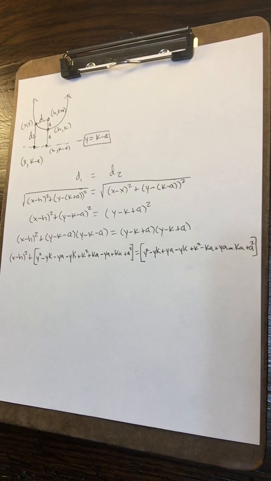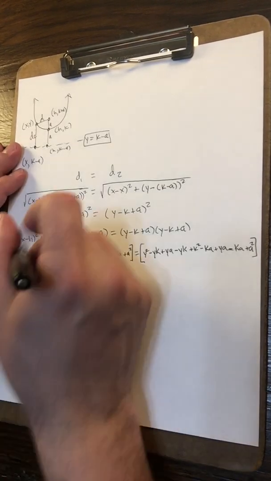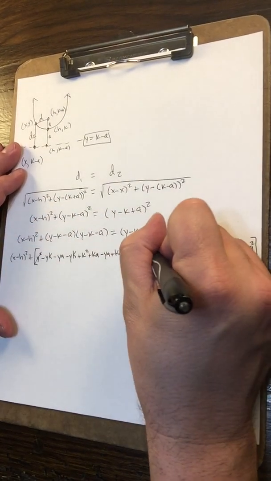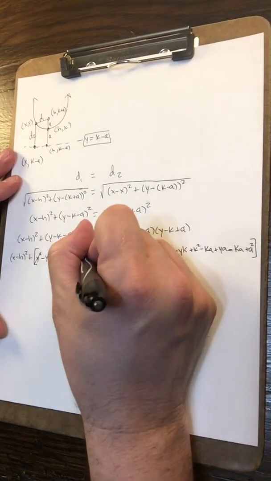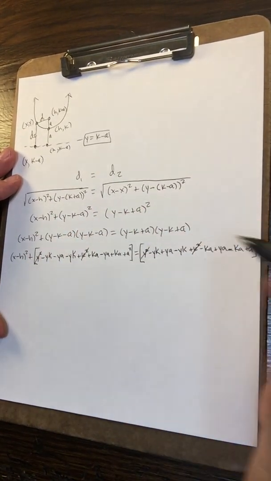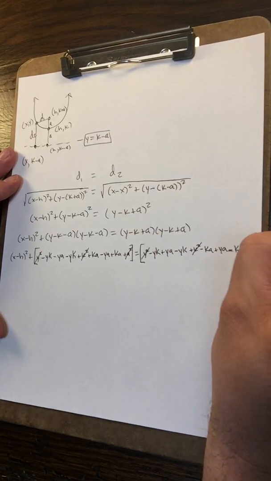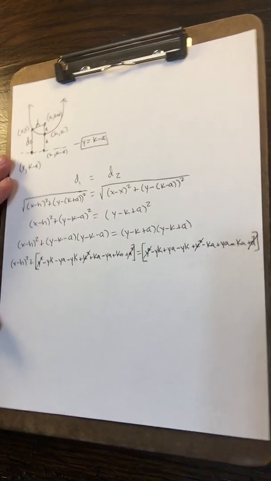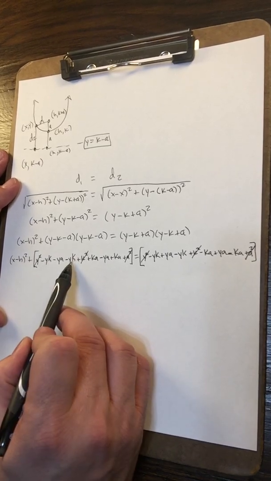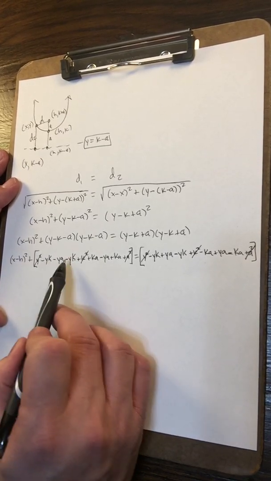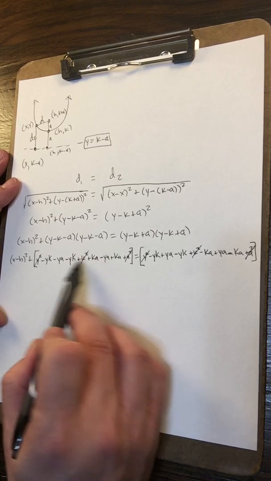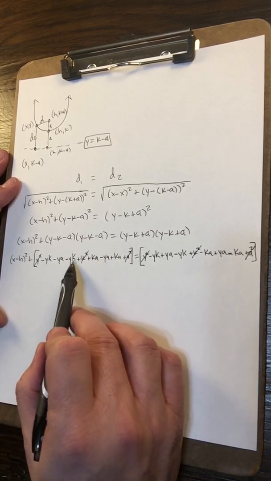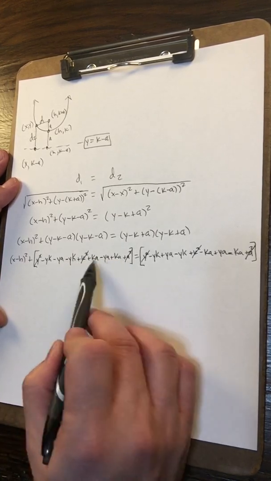So look, this y squared cancels with this y squared. This k squared cancels with this k squared, and this a squared cancels with this a squared. How about that? Then I have yks that I can put together. That's going to be minus 2. I have yas that I can put together. That's going to be minus 2. And then I have kas that I can put together. That's going to be plus 2.